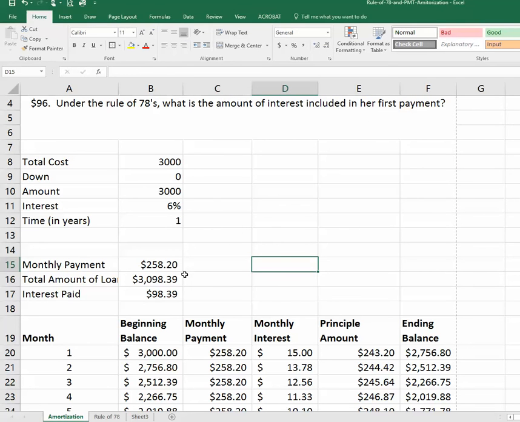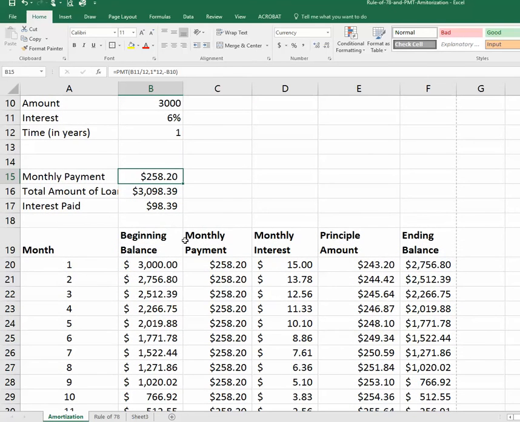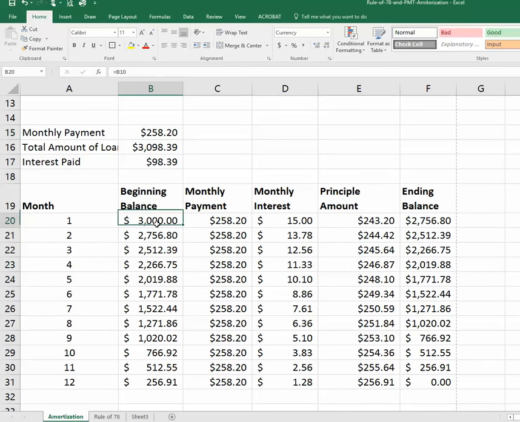Let me cancel out of that and go back over here. And what Excel determined was that in order for me to pay this $3,000 loan off in 12 months, I would have to make a payment of $258.20 a month. And so what I did is I said, okay, $3,000 minus my monthly payment, and that gives me an ending balance, right?